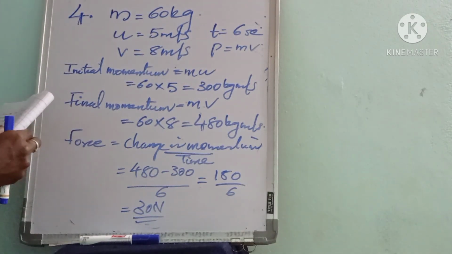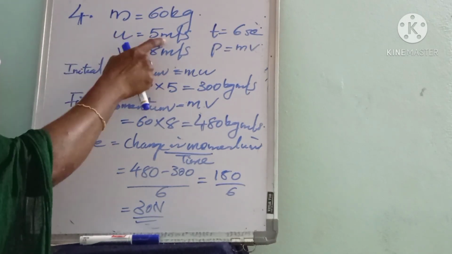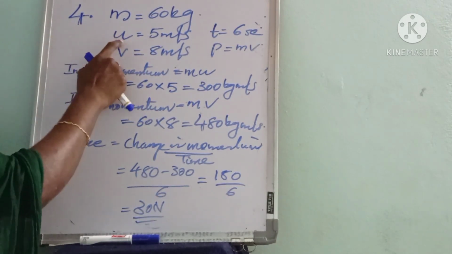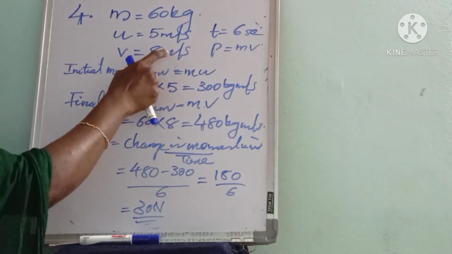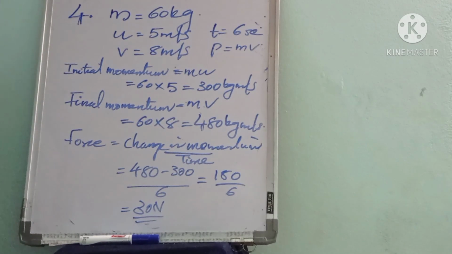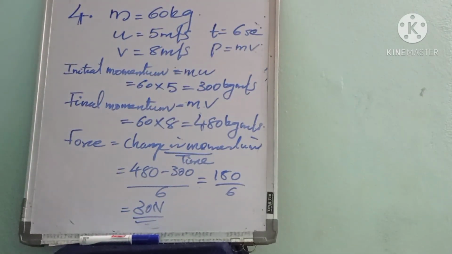He is running on a road and accelerates himself uniformly from an initial velocity u equal to 5 meter per second to a final velocity of 8 meter per second in a time t equal to 6 seconds. First thing we have to find is the initial momentum.